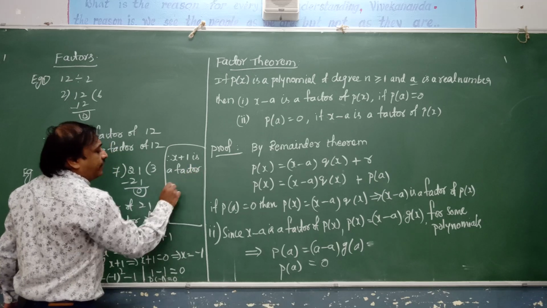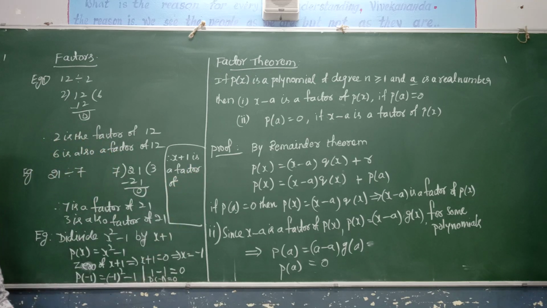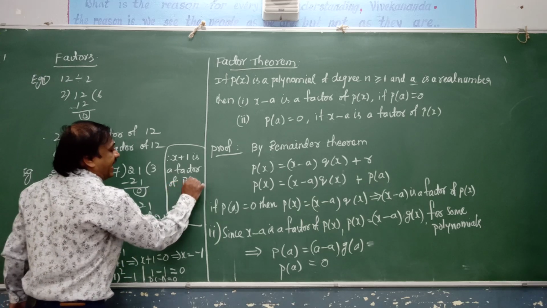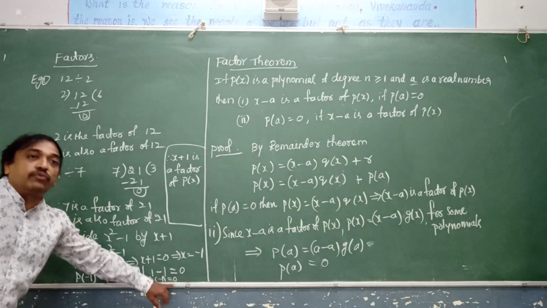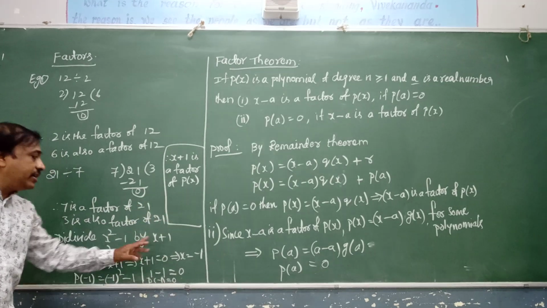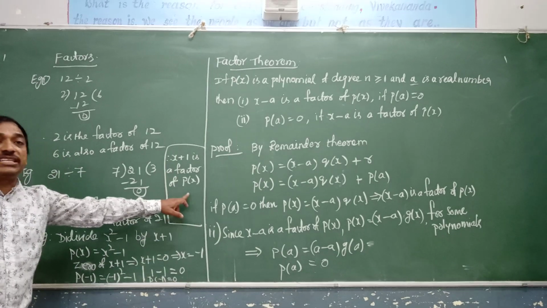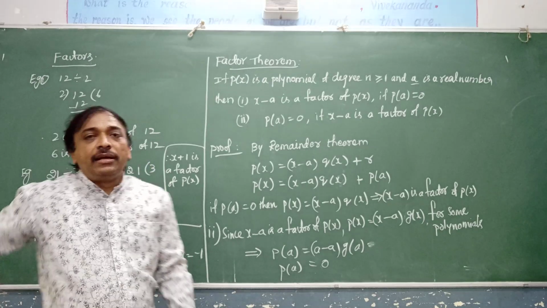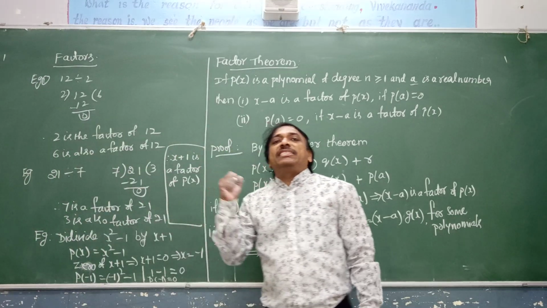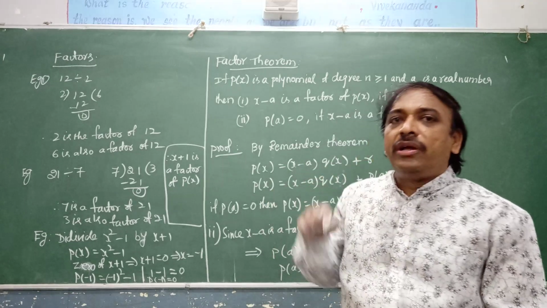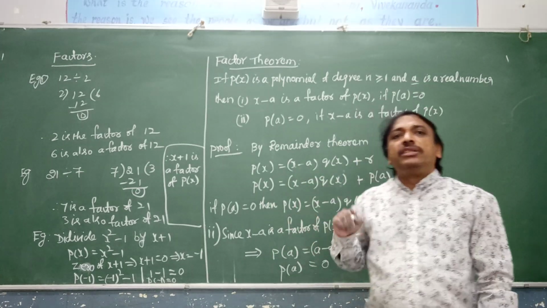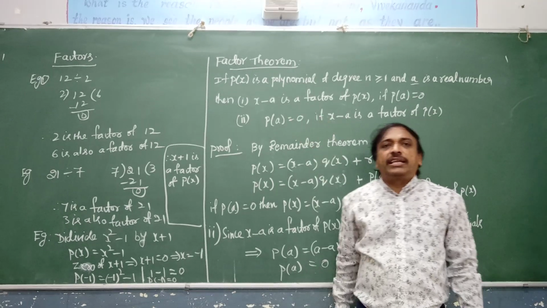x plus 1 is a factor of p of x. If you obtain the remainder as 0, then the x plus 1 you divided with is a factor of p of x. So when do we say it is a factor? If you obtain the remainder as 0, then we say that it is a factor.